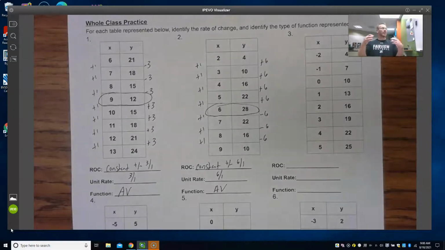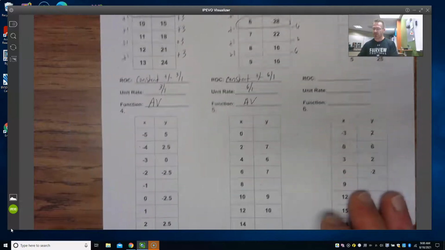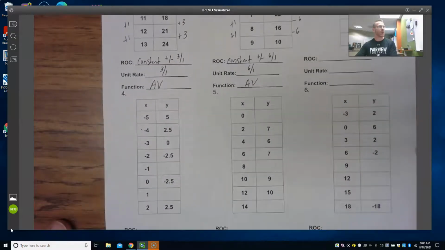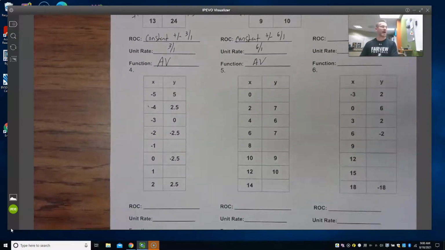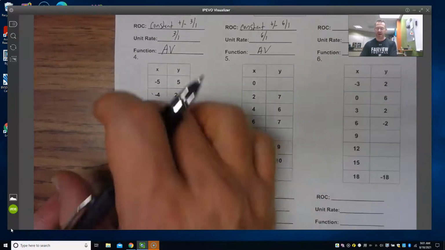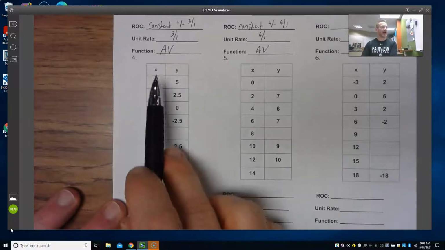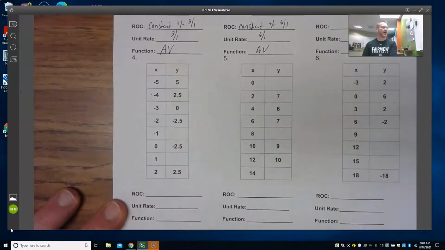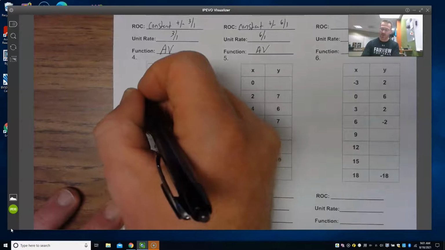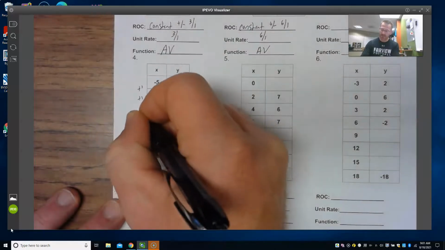All right, now let's jump down. We'll skip problem 3 for now, but let's skip down to number 4 here and talk about how we can use this idea to fill in missing values in our table. Once again, when I look at my table, I have to know what function it is because I have to know what type of pattern to use to fill in our values here. So let's start looking at what's happening in the x column. Notice these are all going up by 1.